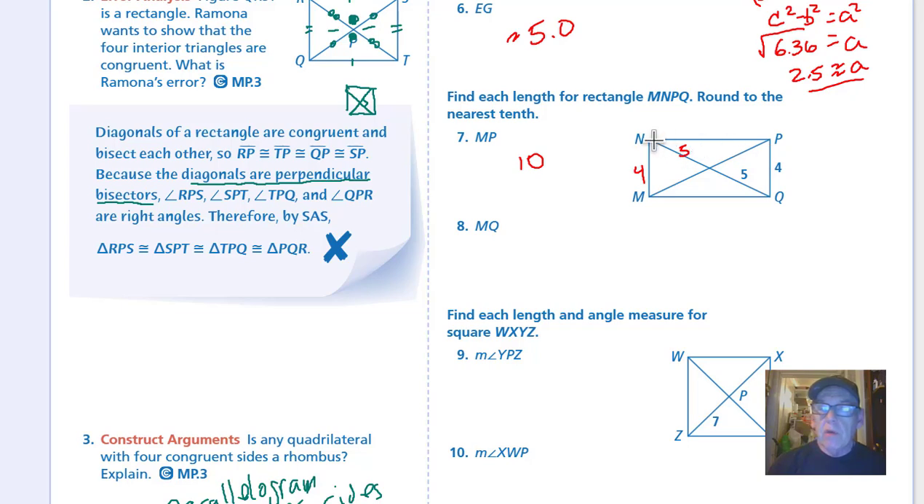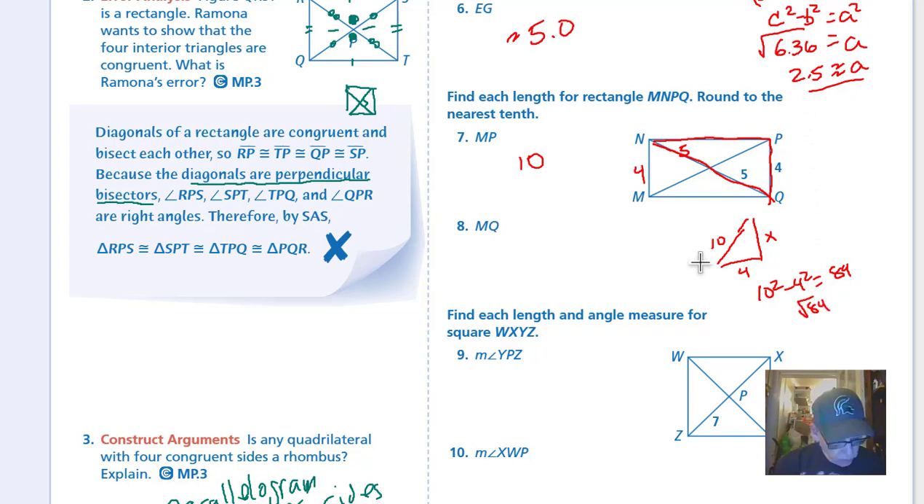Well, for that one, we're most likely going to have to use the Pythagorean theorem, because we're talking about this triangle right here. And we want to find this distance here. So we've got a 10 and a 4. So we've got a hypotenuse of 10. One of the legs is a 4. And this other one, this NP side, is the side that we need to find. So we do 10 squared minus 4 squared, which is 100 take away 16, which is 84. And x is going to be the square root of 84. And the square root of 84 is about 9.2.